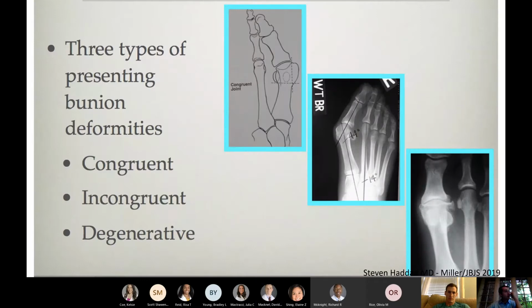When I look at x-rays in clinic of a bunion, this is the first thing I ask. Is the deformity congruent or incongruent? You can see in that diagram in the first picture that there's a bunion, but the deformity is congruent. This means that the joint is not subluxated or dislocated. And in the second image, you can see that the proximal phalanx has fallen off the lateral aspect of the first metatarsal head.